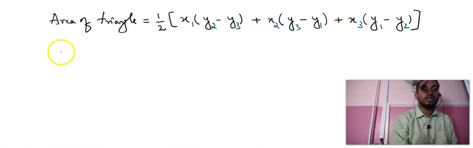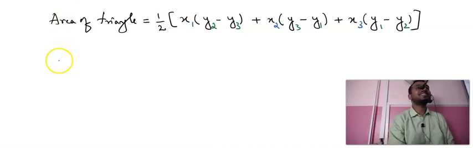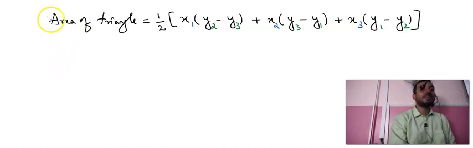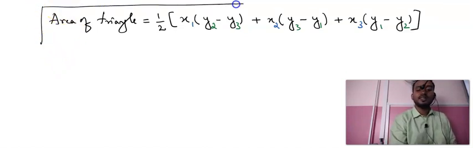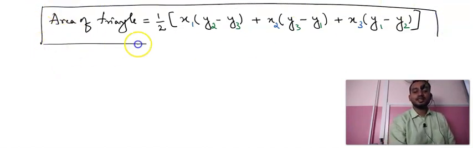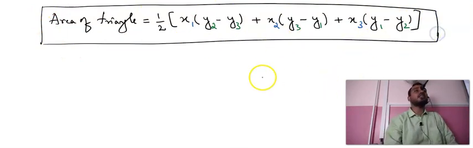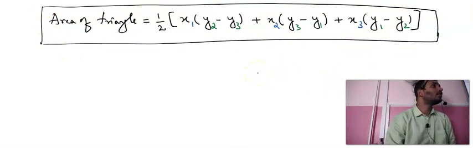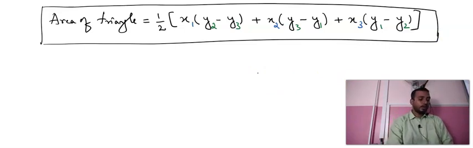So this is the formula of area of triangle. Is this clear? Concepts are clear? Good. So area of triangle.